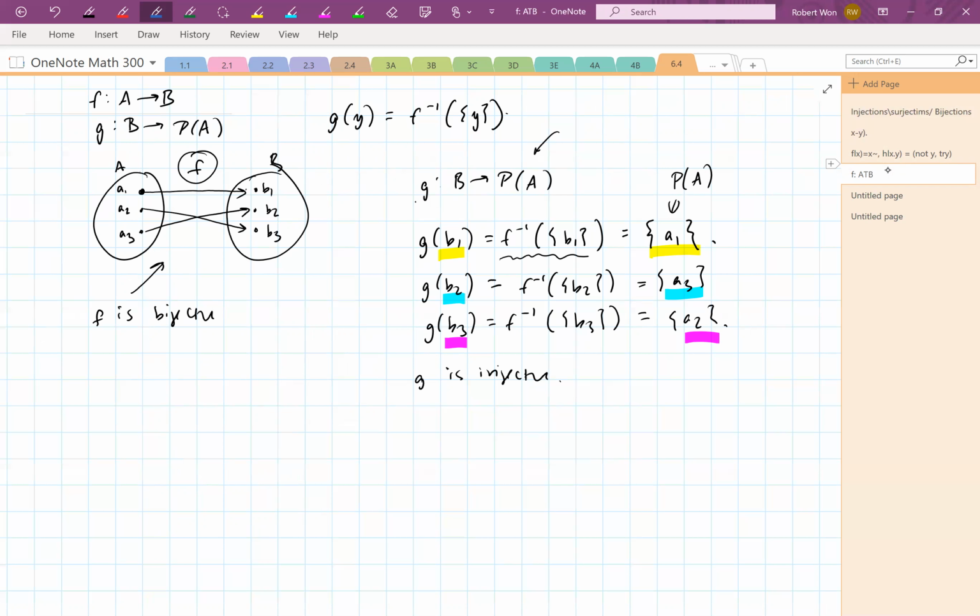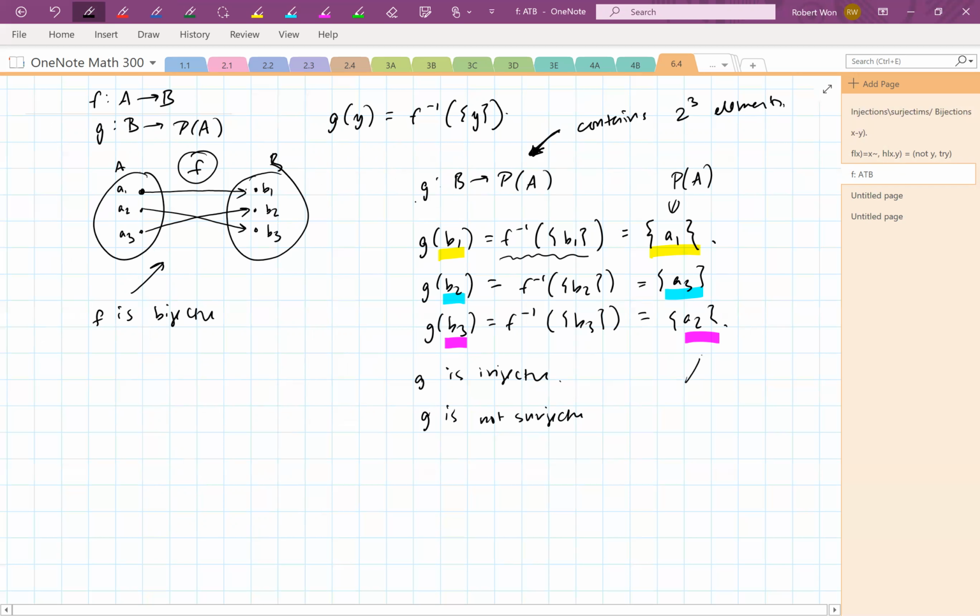Surjectivity, it's actually clear that this function is not surjective. Why? Because the codomain of G is the power set of A, and the power set of A contains 2 cubed elements, right? It contains every subset of A. And here this function only spits out 1-element subsets of A. So it only hits 3 things in the codomain. So the image of G has size 3. The codomain has size 8. So it's not surjective.